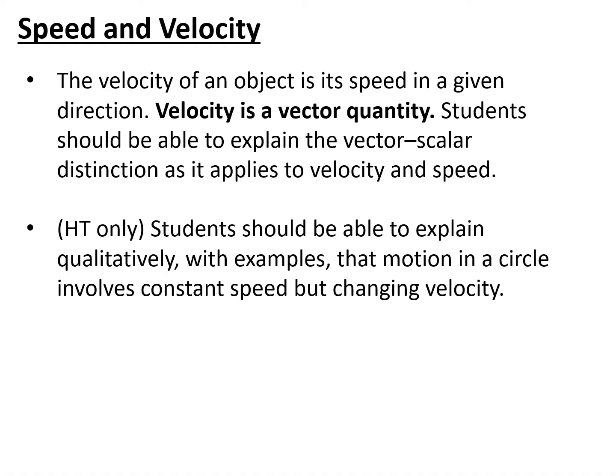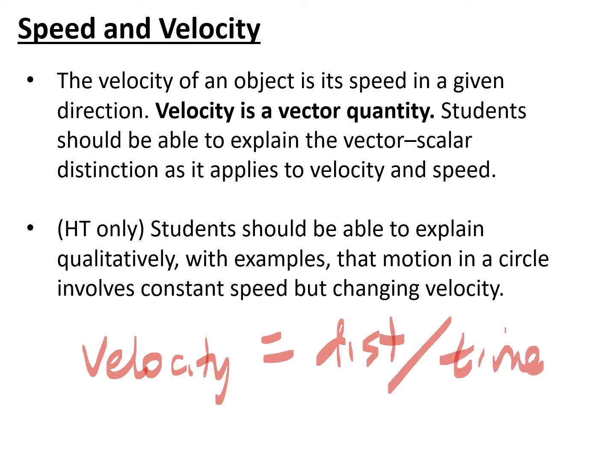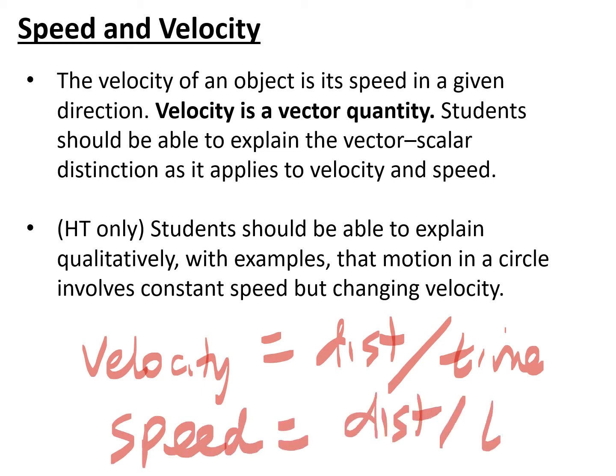So, speed and velocity are two words that are often used to mean the same thing. There is a difference. Speed is a scalar, velocity is a vector. So they both have the same equation. We can use this equation here, which is velocity equals distance over time. You can use that equation also, speed equals distance over time. Okay?